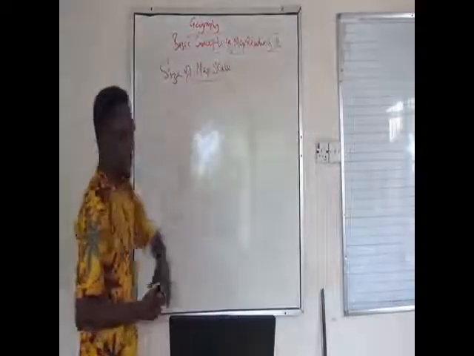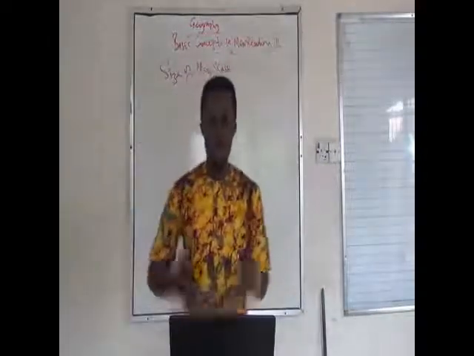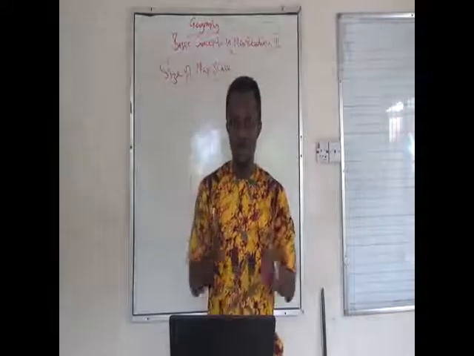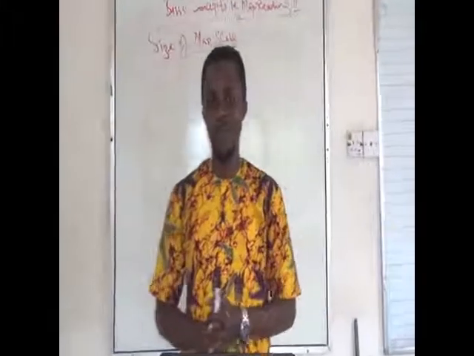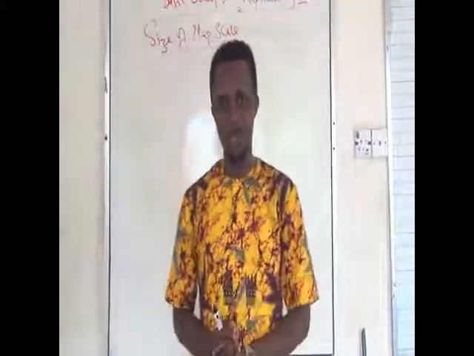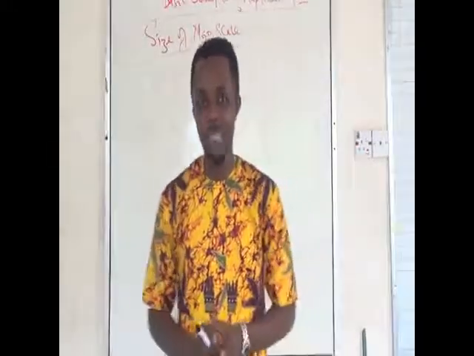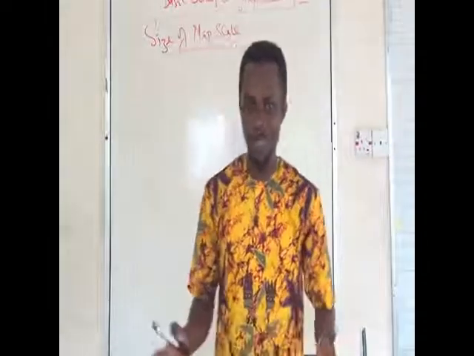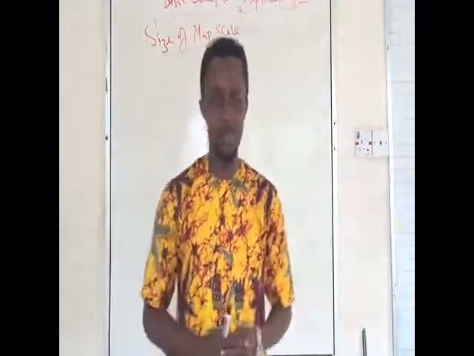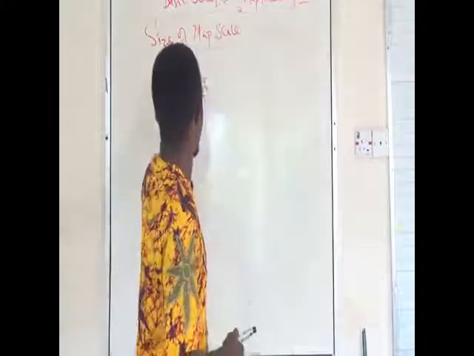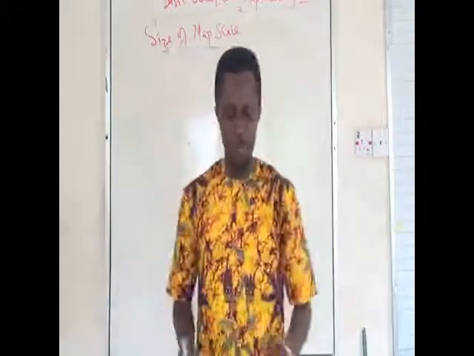Signs of map scale. In our last class, we discussed map scale. We said a map scale expresses the relationship between a given distance on the map and the actual distance on the ground. And we also examined the different types of map scale: statement scale, representative fraction, and linear scale. Today we are going to look at size of map scale.